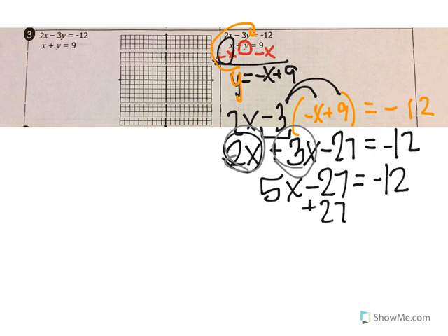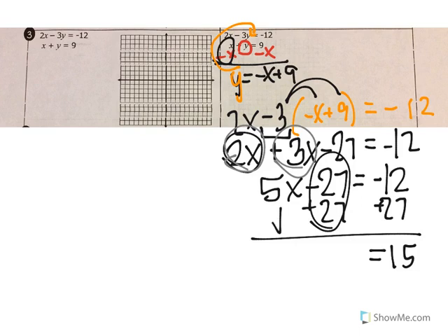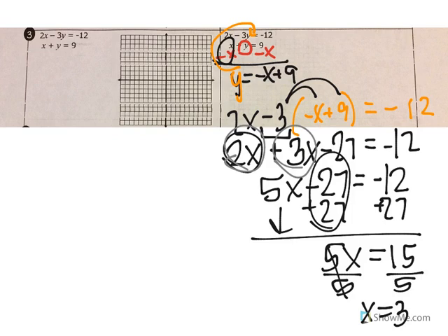I add 27 to both sides, and I get 15 equals 5x, and then I end up with x equals 3. Now I'm not done, because I need to put that 3 back into the original equation that I solved. So I'm going to rewrite that original equation here. And notice that the negative is a part of that equation.